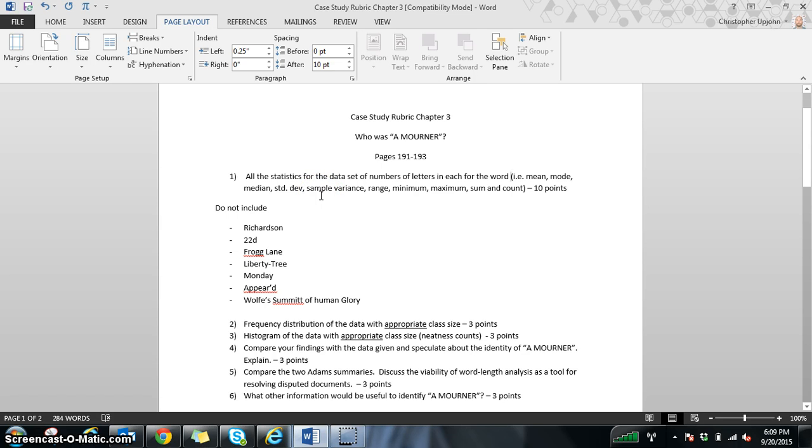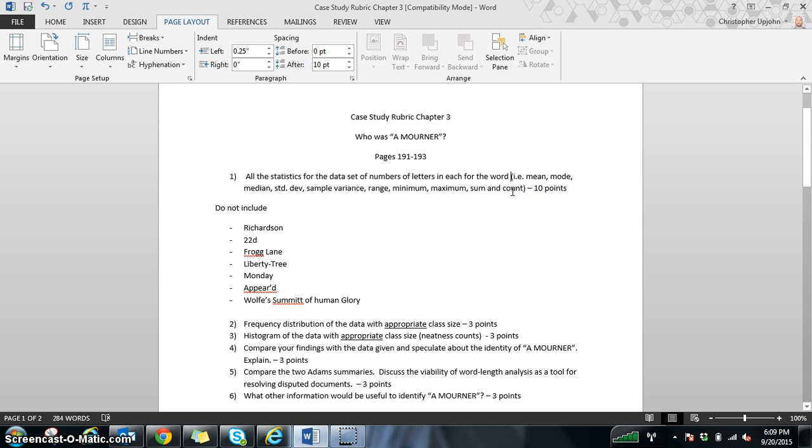That's going to take the longest amount of time. And do not include these words: Richardson, 22D, Frog Lane, Liberty Tree, Monday appeared, or Wolf Summit of Human Glory. Do not include those. Then you're going to calculate, and by that I mean use a computer or a calculator to find the mean, median, mode, standard deviation, sample variance, range, minimum, maximum, sum, and count. Sum, think about what that is, and count, what that might be.